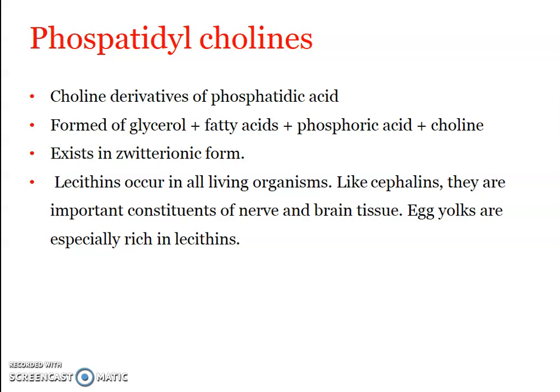It is found that lecithins occur in all living organisms. How did the name lecithin come about? Lecithos means egg yolk, and egg yolks are rich in lecithins, and hence phosphatidylcholine got the name lecithin. And like cephalin, lecithins are an important constituent of nerves and brain tissue.